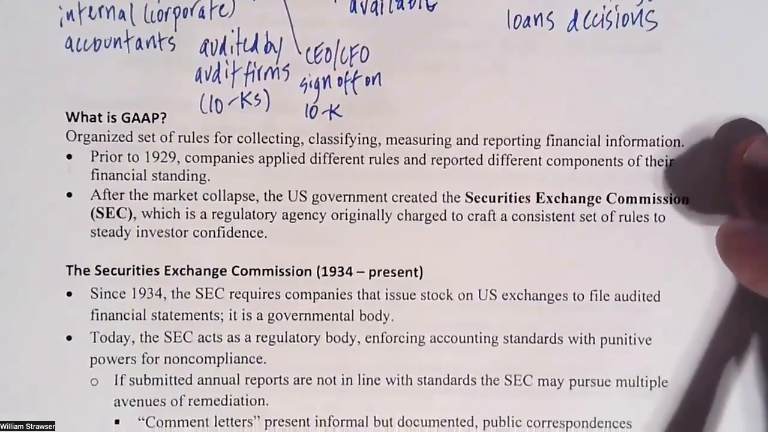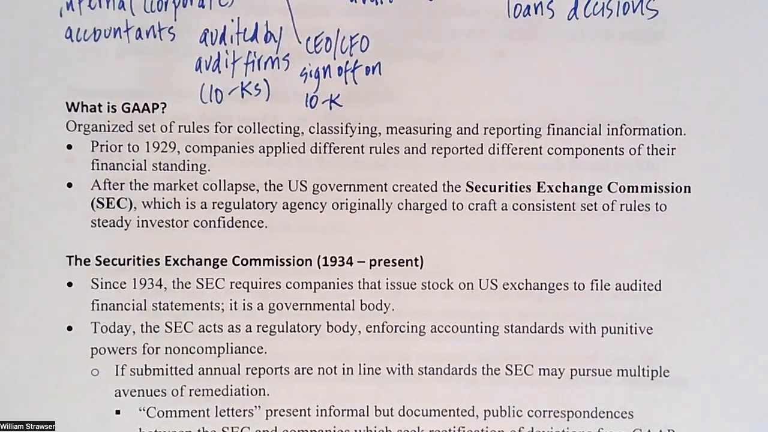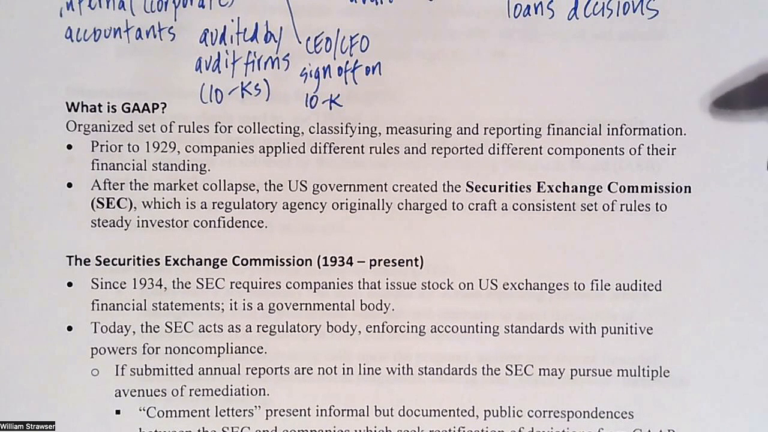So GAAP is the rules, right? This is a strong, large, codified system of rules. And that's what you'll be learning in Intermediate 1, Intermediate 2, Advanced Accounting, all of the rules that impact how we record business transactions and ultimately compile and create financial reports.